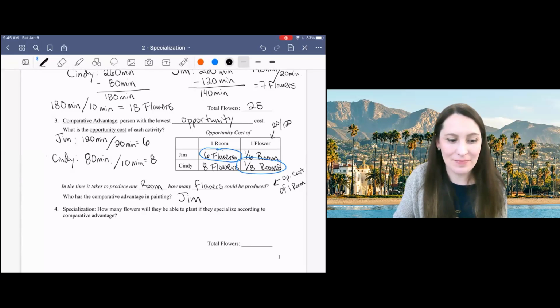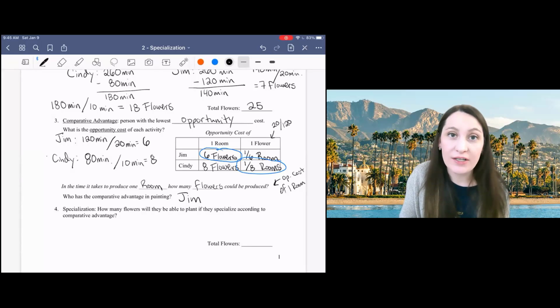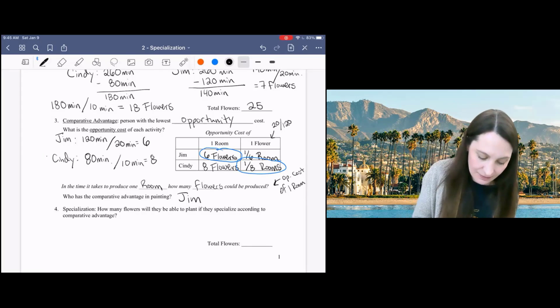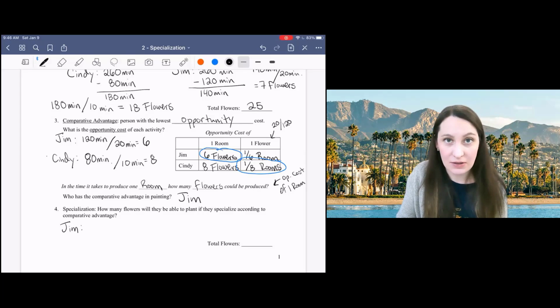To sum up this example, we'll show that when Jim and Cindy specialize according to their comparative advantage, they can produce more in the same amount of time. So, as we just discussed, Jim has the comparative advantage in painting. That means that Jim should focus on producing painted rooms, and Cindy, who has the comparative advantage in planting, should focus on flowers. It does not mean that Jim exclusively paints rooms, as we'll see.